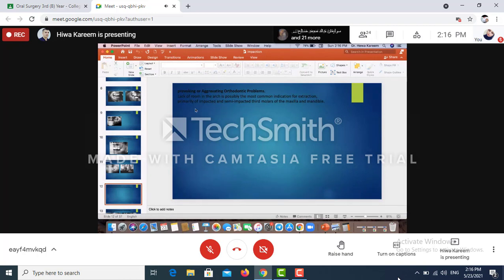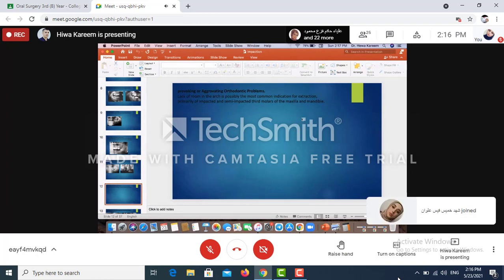Other indication, provoking or aggravating orthodontic problems. Sometimes lack of room in the dental arch is possibly the most common condition for extraction, primarily of the impacted and semi-impacted third molar of the maxilla and mandible. Sometimes there is crowding of the teeth or no space for good orthodontic treatment. In this condition, you must extract the third molar in the upper or lower.